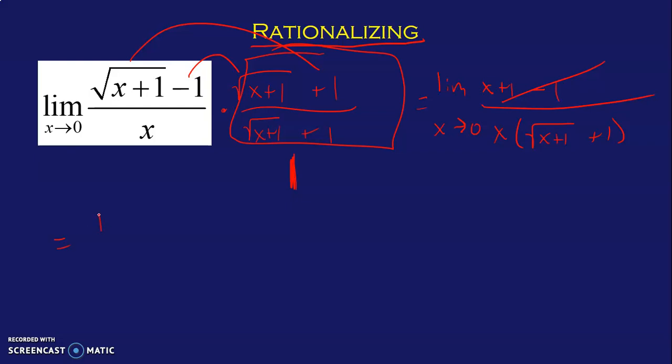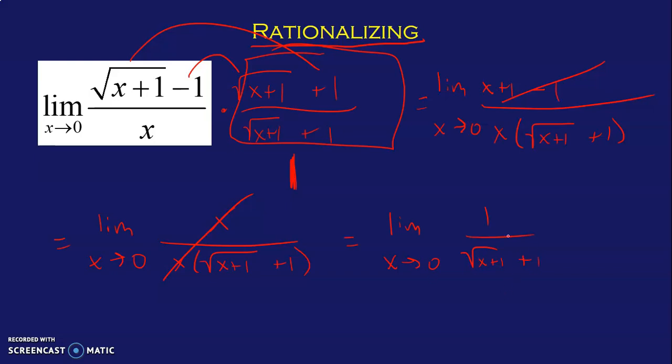So I can rewrite this as the limit as x approaches 0 of x over x times the square root of x plus 1 plus 1. Now I can cancel out this x, which is why I don't want to multiply it in there in the first place. So cancel that out. Limit as x approaches 0 of 1 over the square root of x plus 1 plus 1.